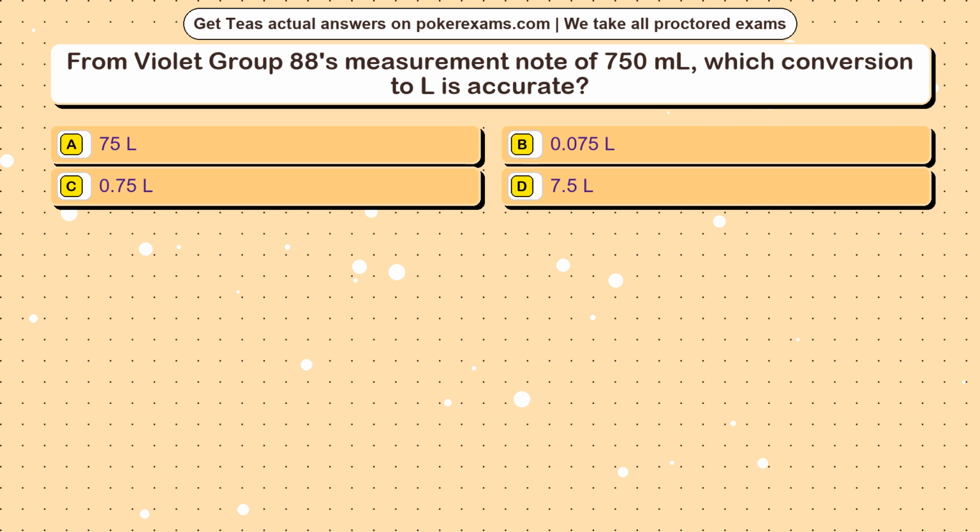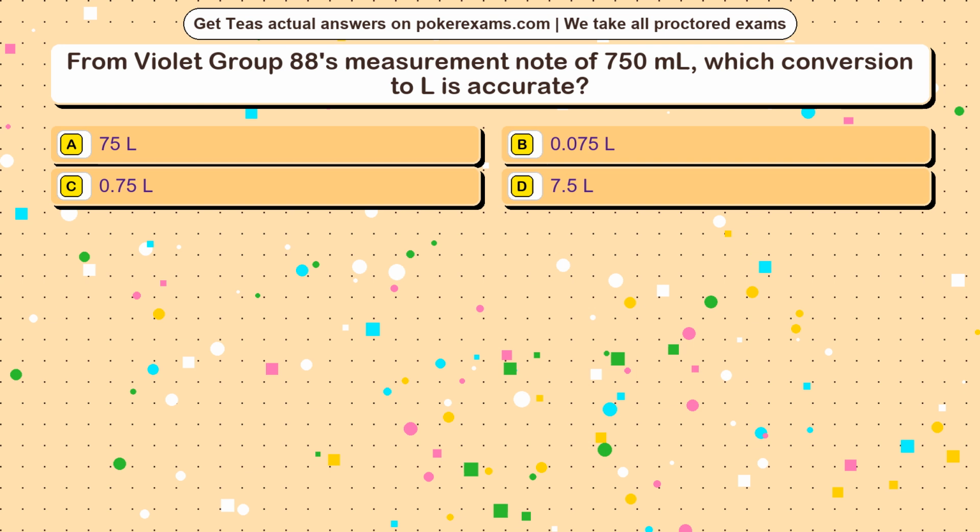Question 11. From Violet Group 88's measurement note of 750 ml, which conversion to L is accurate? Option A, 75 L. Option B, 0.075 L. Option C, 0.75 L. Option D, 7.5 L.